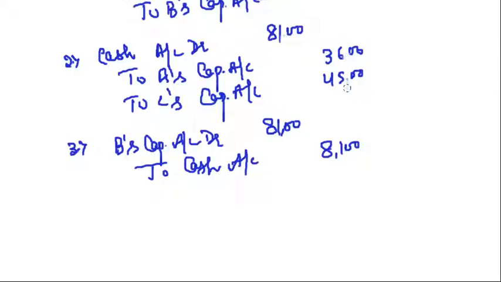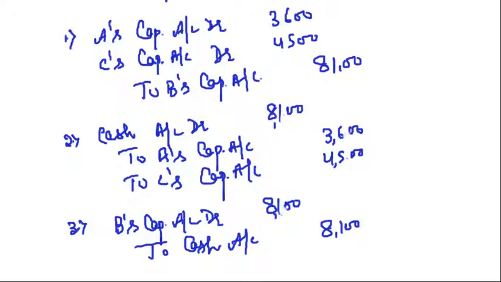Is that clear? First of all, A and C are liable to pay 8100 to B. For that, we will debit A's capital account and C's capital account, right? And we will credit B's capital account.